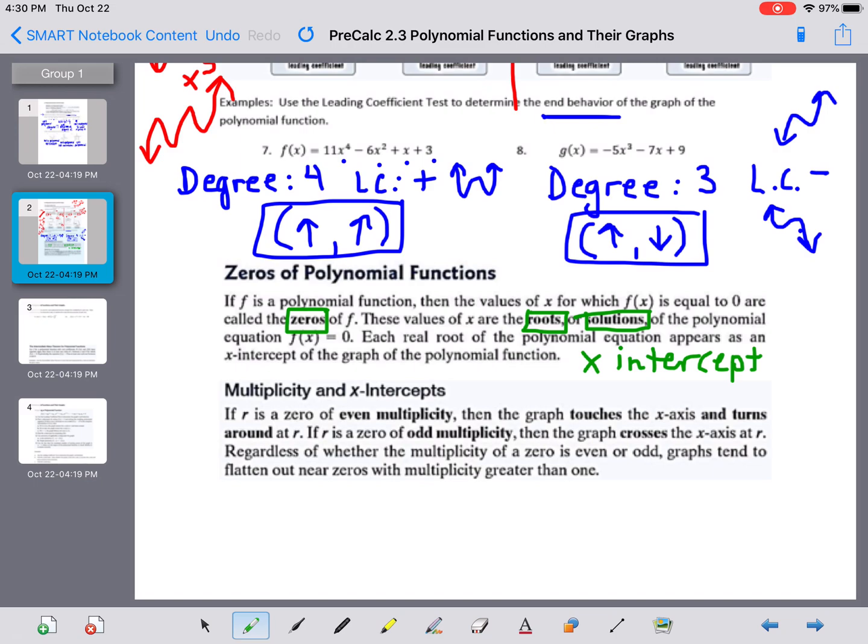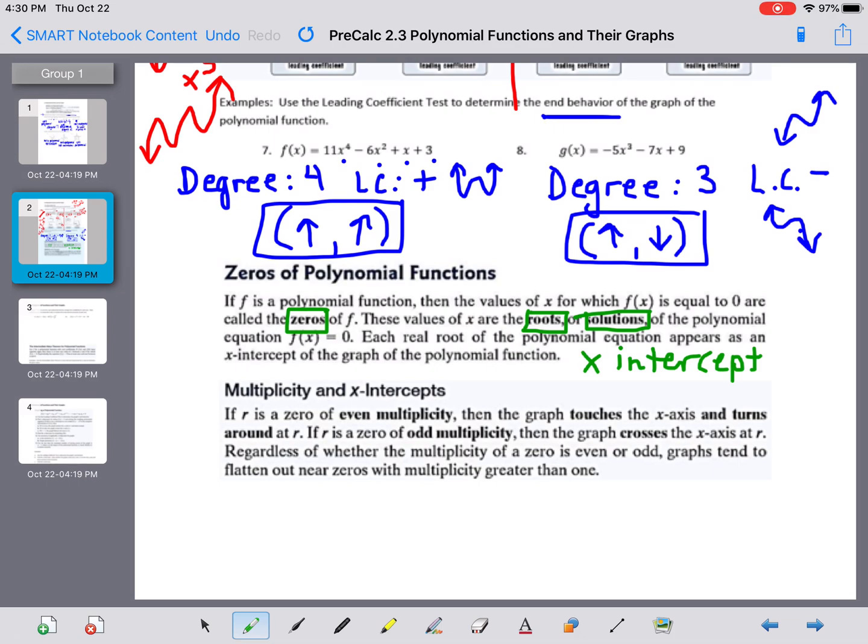It says if r is a zero of even multiplicity, then the graph touches the x-axis and turns around at r. If r is a zero of odd multiplicity, then the graph crosses the x-axis at r. Regardless of whether the multiplicity of a zero is even or odd, graphs tend to flatten out near zeros with multiplicity greater than 1. Did that make perfect sense to you, in the language you're used to? My guess is no.